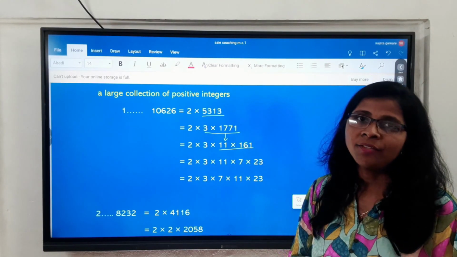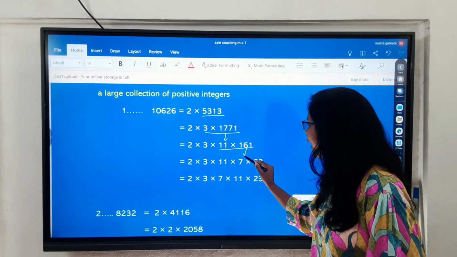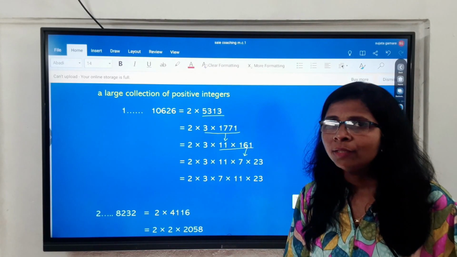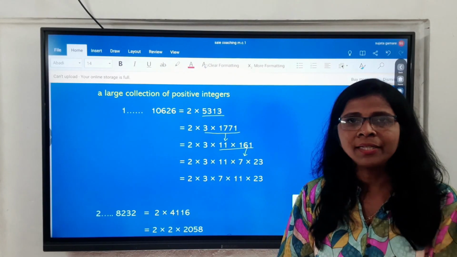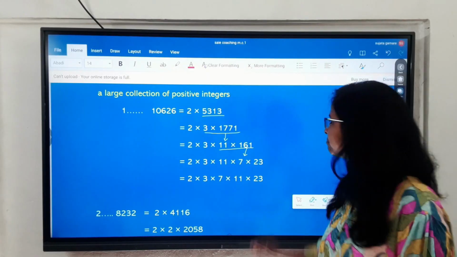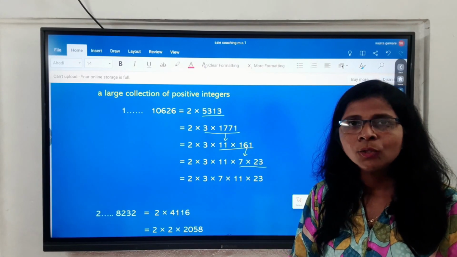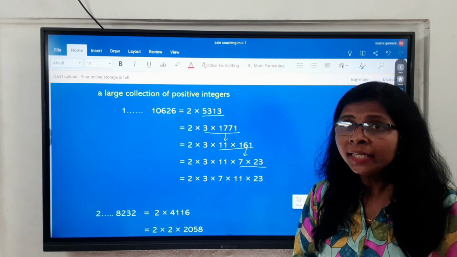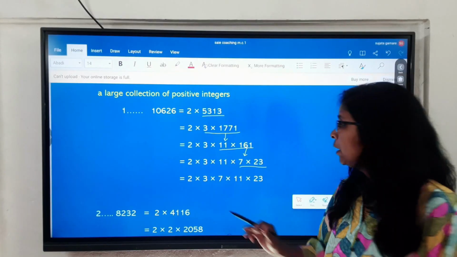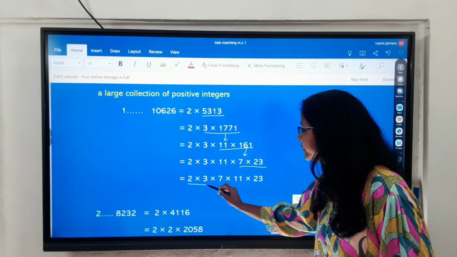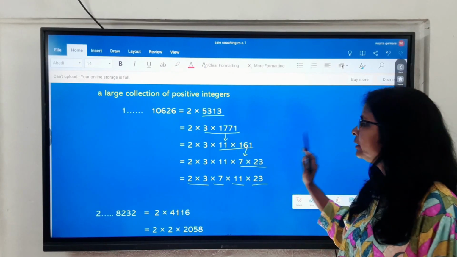Again, I factorize 161. I know that 161 comes in the 23 table. 23 sevens are 161. So it is 7 into 23. So this way, finally, I got the factors: 2 multiplied by 3, multiplied by 7, multiplied by 11, and multiplied by 23.